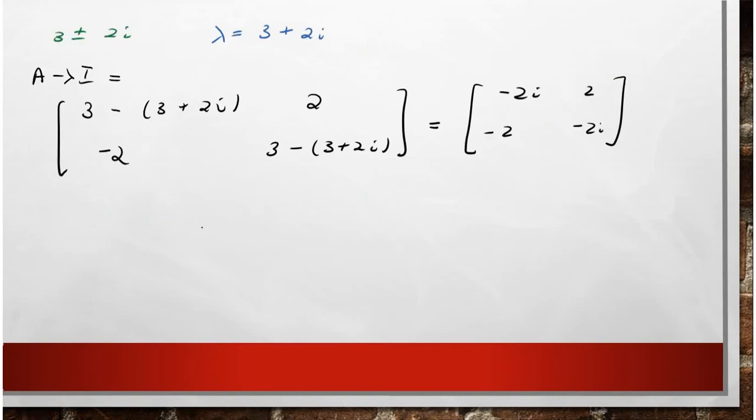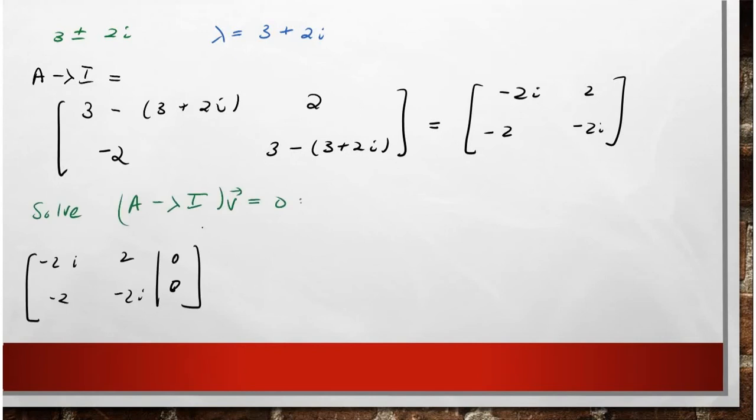So now we have to find the eigenvectors, which is a little bit more tricky. It's just bookkeeping. So I took the positive 3 plus 2i, and I subtracted that down the diagonal, and I get this matrix with minus 2i, 2, minus 2, and minus 2i. And now I'm going to solve this matrix equal to 0. So I set up the augmented matrix.